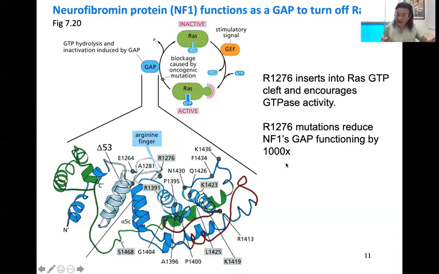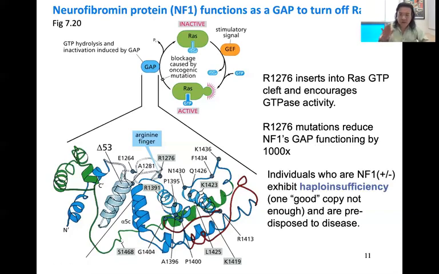So not surprisingly, when you look at lots of tumor samples and you look for what mutations in NF1 might be relevant, time and time again, you see that many of those tumor samples will have a mutation at arginine 1276. And why is this called NF1? Because the particular type of cancer that this protein was first discovered in as being important was a neurofibroma-related cancer.